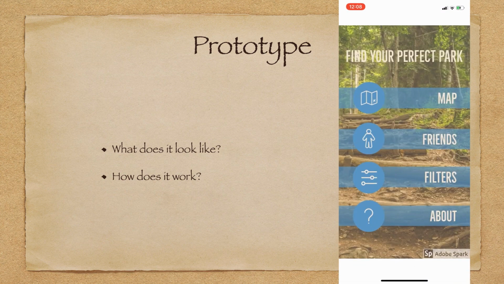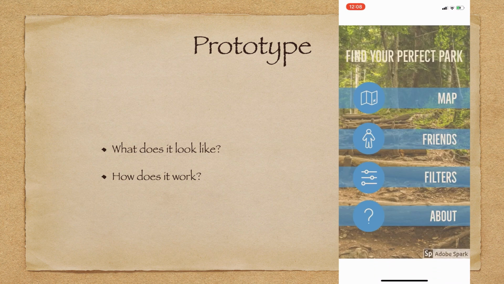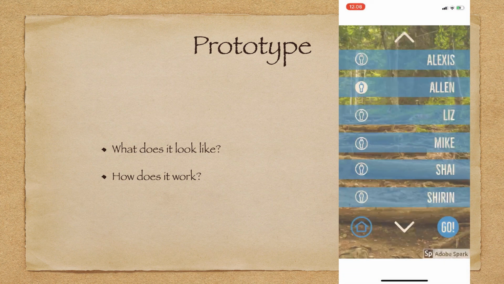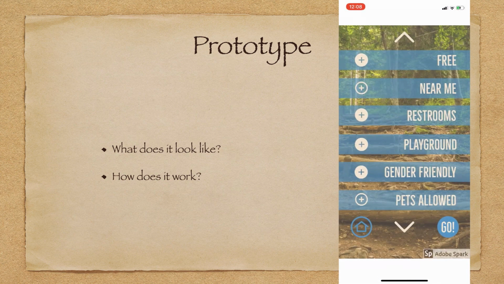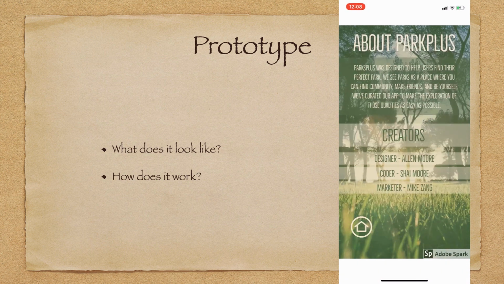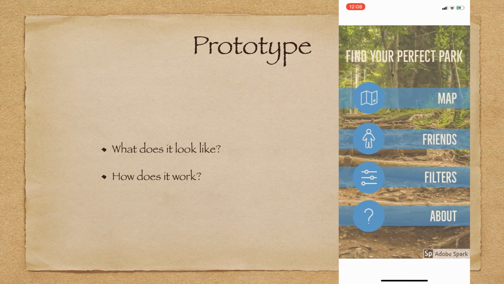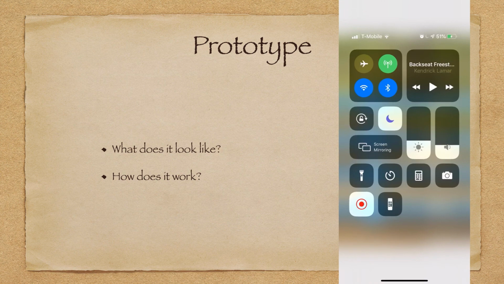So this is Parks Plus. There is a map. Then we have our friends. You can also go in and look at different filters that we have. And then finally, our About Us, where we have our creators, designers, coders, marketers, etc. So that's our app, and that is kind of what we do with it.